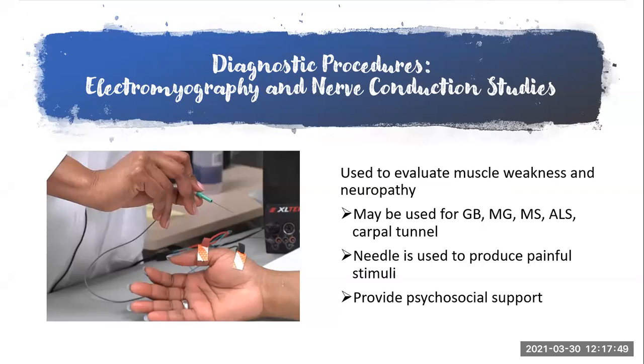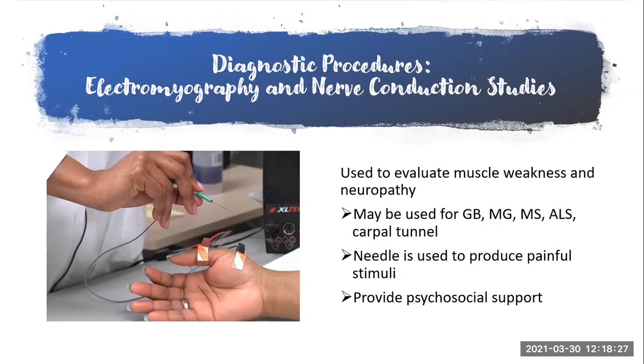EMG and nerve conduction studies. These are just like an EKG is looking at the electrical conductivity of the heart, and an EEG is looking at the electrical conductivity of the brain. And an EMG, or electromyography or electromyogram, is looking at the electrical conductivity across the nerves or across the muscles. And then nerve conduction is looking at that same thing, nerve signal.